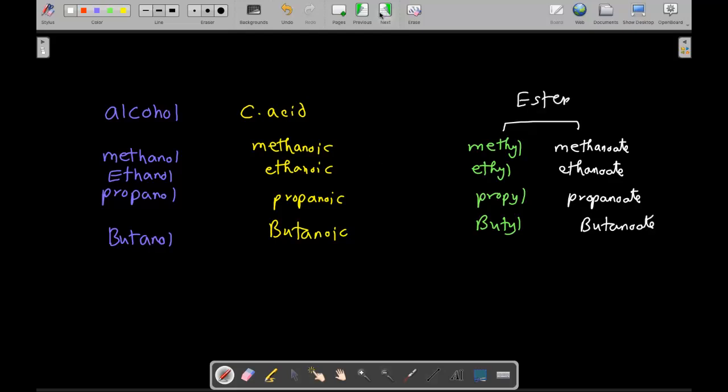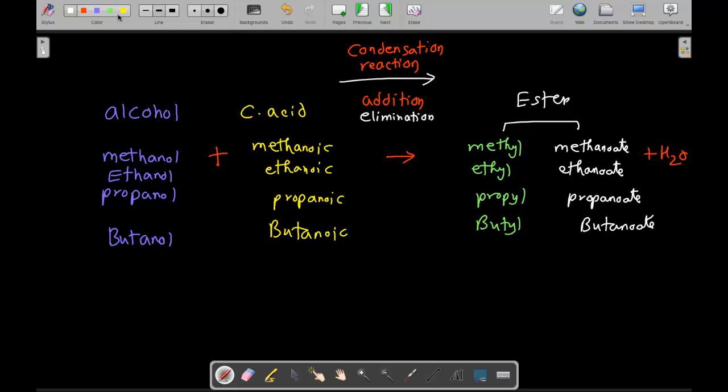So please try to practice as much as you can, and the next time we will know that the reaction that we did now is something called a condensation reaction. A condensation reaction is not a normal addition reaction. A condensation reaction is a reaction in which you add two molecules together, but then you remove one molecule of water. So when you make addition, and then elimination, you added the two molecules together, and then you eliminated one molecule of water. Instead of saying addition and elimination, you say this is a condensation reaction, and see you next time.